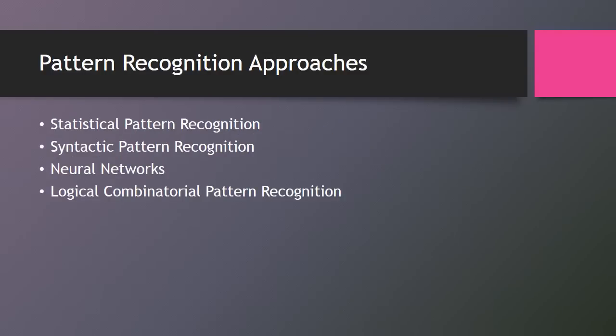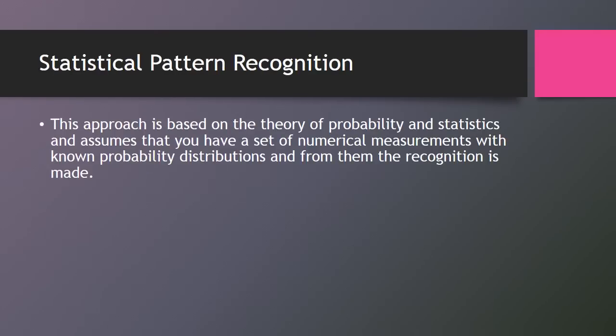The pattern recognition approaches are statistical pattern recognition, syntactic pattern recognition, neural networks, and logical combinatorial pattern recognition. Statistical pattern recognition is an approach based on the theory of probability and statistics that assumes you have a set of numerical measurements with known probability distributions, and from them the recognition is made. It uses analysis of variance, covariance, dispersion, distribution, etc.